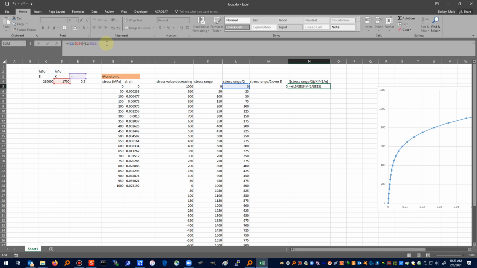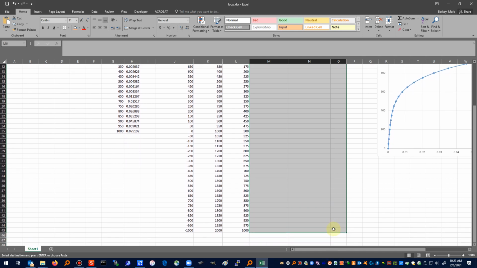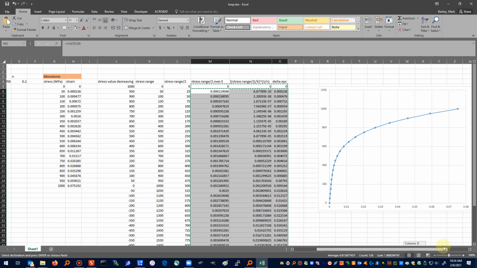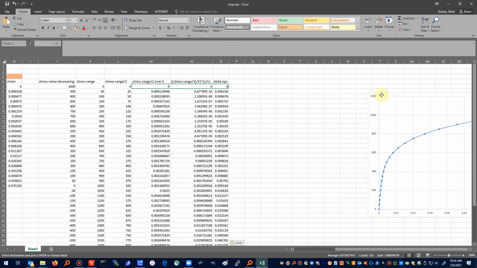Actually row 4 here. Okay, so that looks better. So delta epsilon is going to be 2 times this quantity plus this quantity. Okay, so I have all those values. Let's scoot my graph over a little bit.